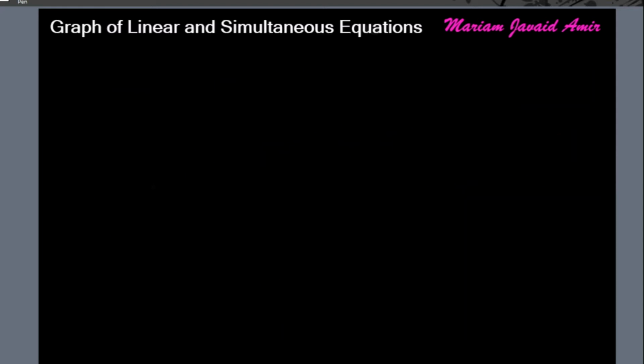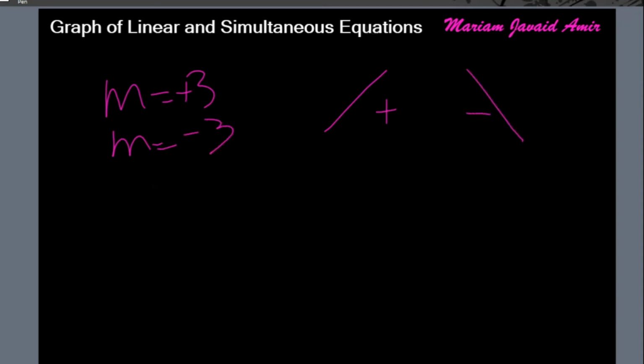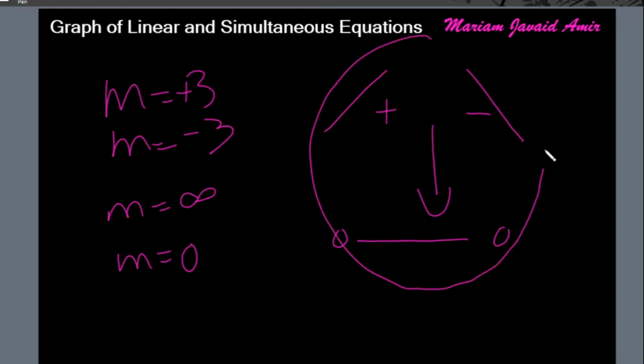Alright, and secondly we had discussed that if a slope is, let's say, plus 3, then it should be a rising line. If a slope is a negative value, then its graph should be a falling line. If slope is undefined or infinite, it should be a vertical line, and if the value of slope is 0, then it's a horizontal line. Okay, now let's start the worksheet questions.